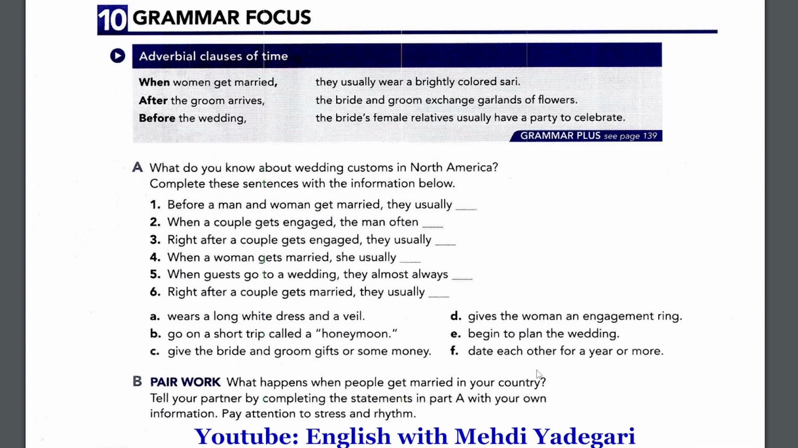And date each other for a year or more. Date means going out with each other. This is used for boyfriend and girlfriend. When two people date, they go out together or they are in a relationship. If you say I'm dating someone, it means I'm going out with someone as in a relationship. It means I have a girlfriend or I have a boyfriend.